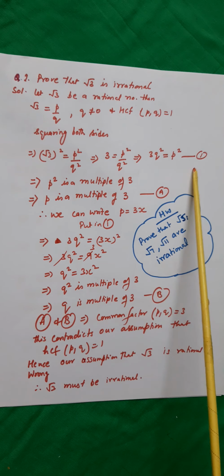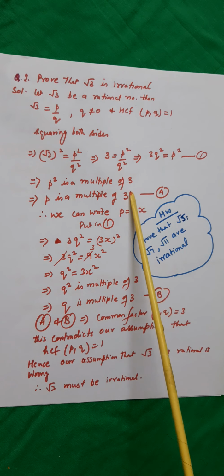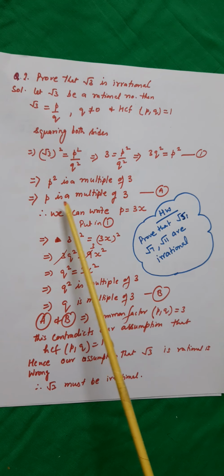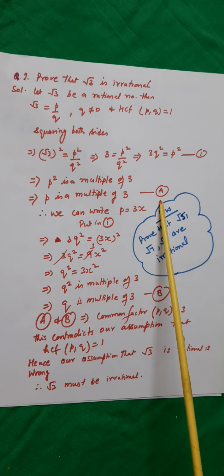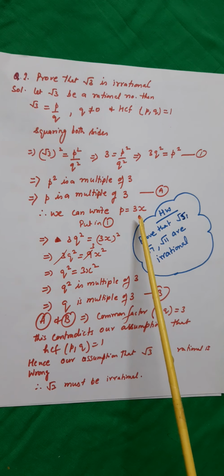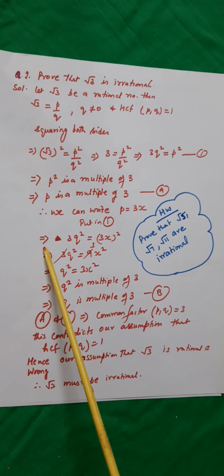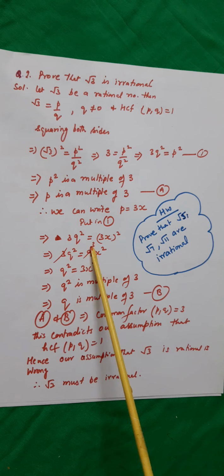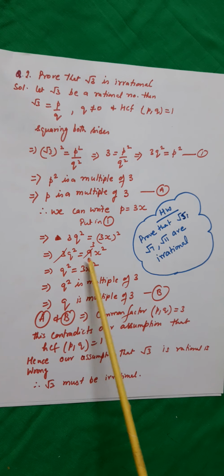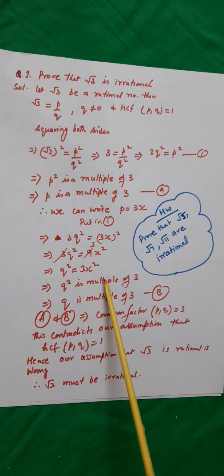Let's call it number 1. This expression implies that p square is a multiple of 3. If p square is a multiple of 3, definitely then p is also a multiple of 3. Let's call it a. Therefore, we can write p is equal to 3x. Put this in number 1. This implies 3q square is equal to 3x whole square, which implies 3q square is equal to 9x square, which implies q square is equal to 3x square.